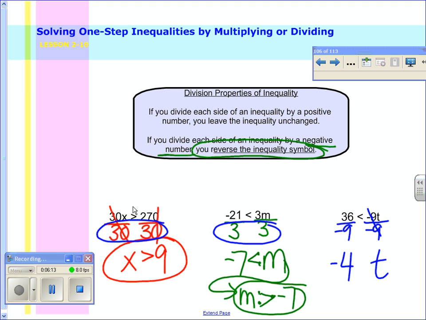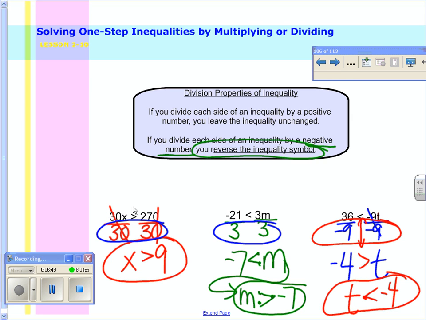Now here's where the change comes into play. This time we divided by negative 9. If you divide each side of an inequality by a negative number, you have to change the sign. So instead of this less than, now we have the greater than symbol. So we have negative 4 is greater than t because the sign had to switch. It was less than, now it's greater than. Of course, we should rewrite this now as t is less than negative 4 to have it correct. There we go.